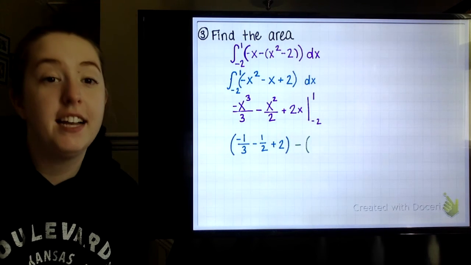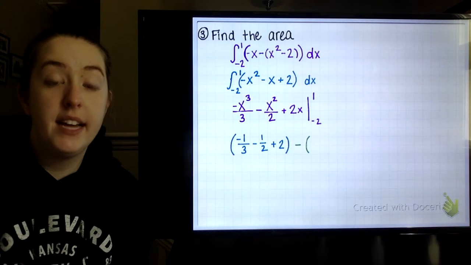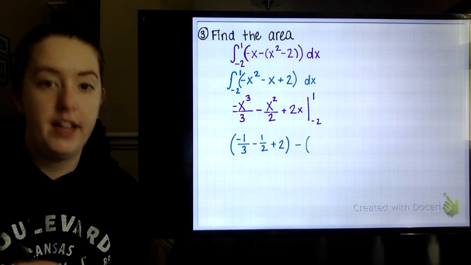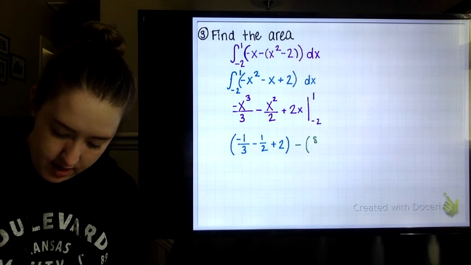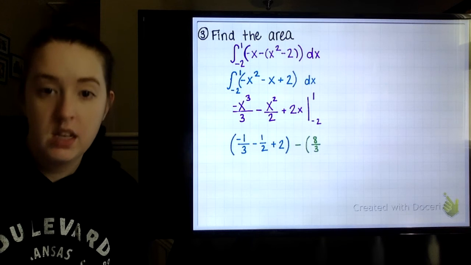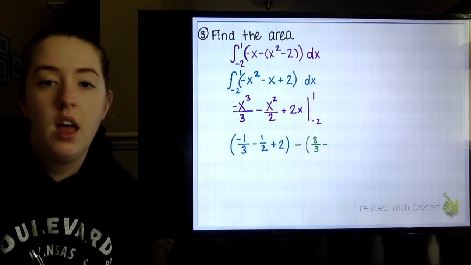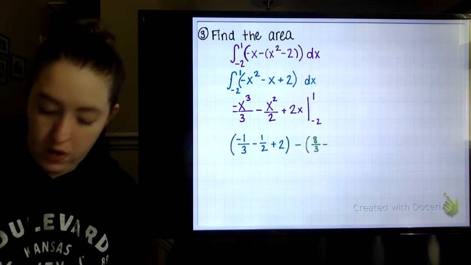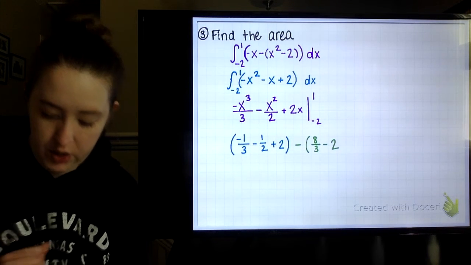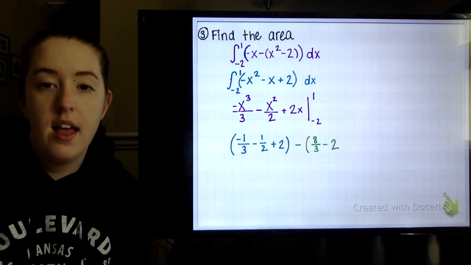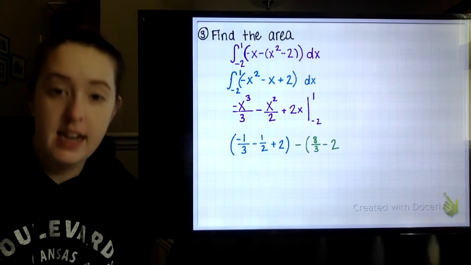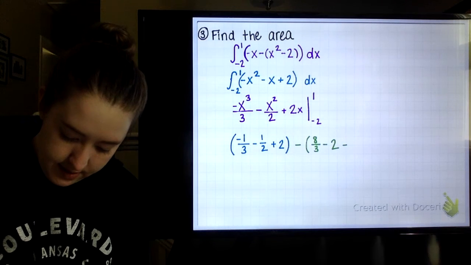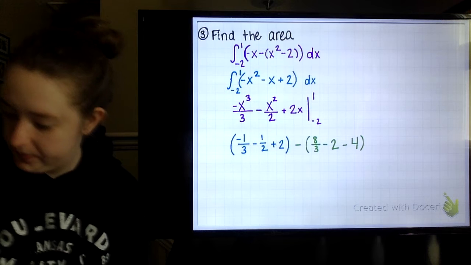Minus, and then we'll want to plug in -2. So -2 cubed is -8. So then I have the opposite of -8 is +8. So that's 8/3 minus, let's see, -2 squared is 4. So we have 4 over 2, and that's just 2. And then if we plug in -2, so 2 times -2 is -4.